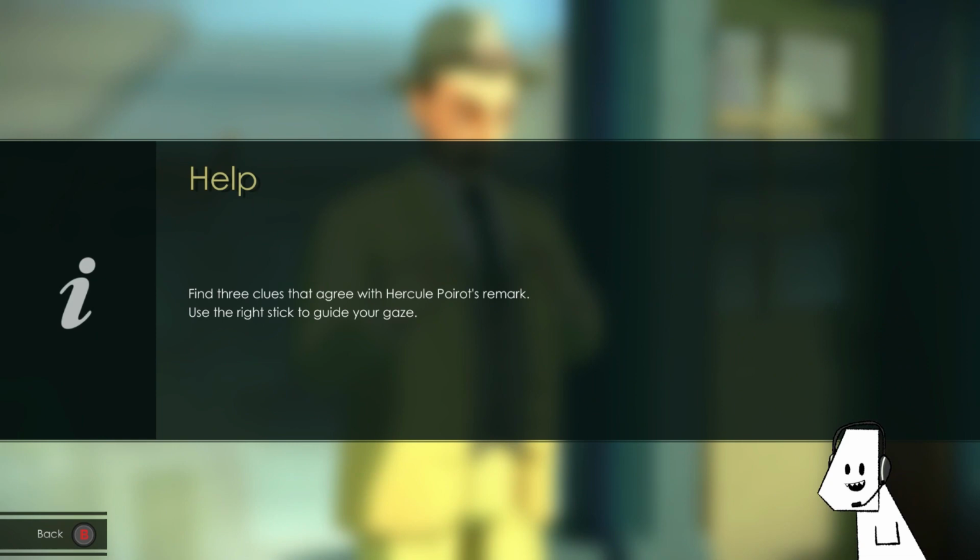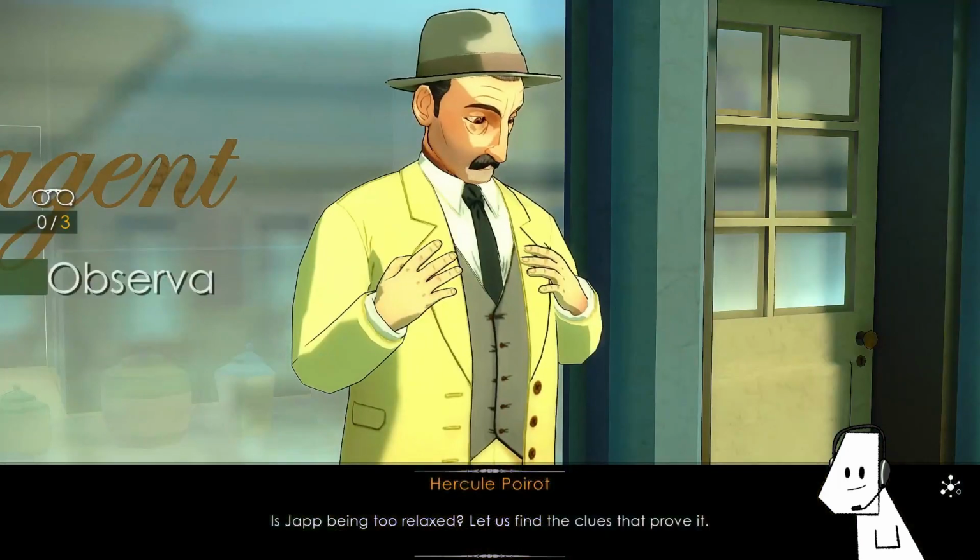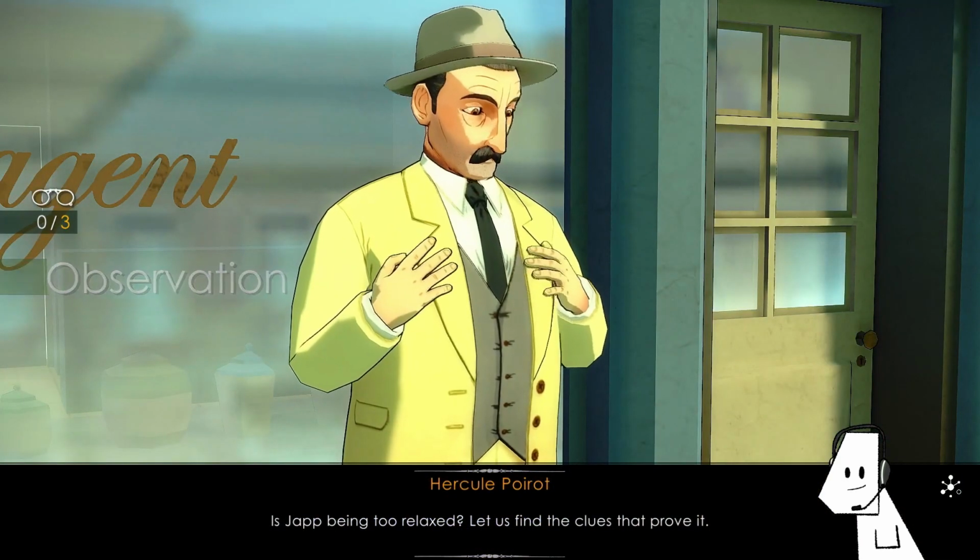Find 3 clues that agree with Hercule Poirot's remark. Use the right stick to guide your gaze. Is Japp being too relaxed? Let us find the clues that prove it.